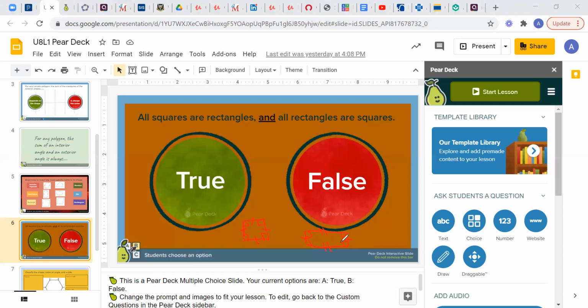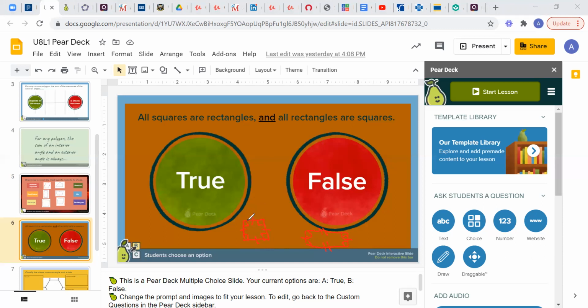So a square is a rectangle, because in a rectangle, I'm going to take this square as a rectangle. In a rectangle, each of these angles is 90 degrees and opposite sides are congruent. So this square has the characteristic of a rectangle.